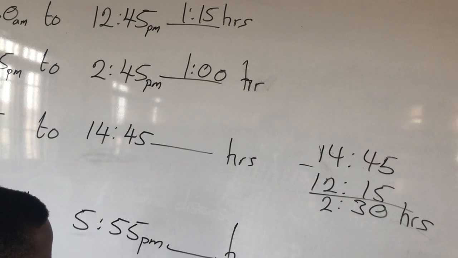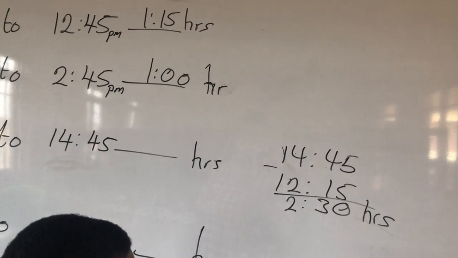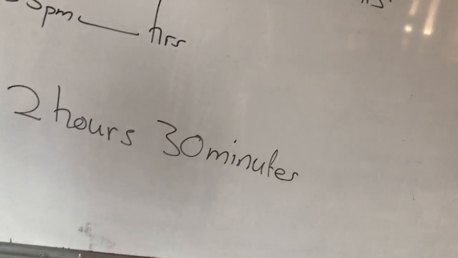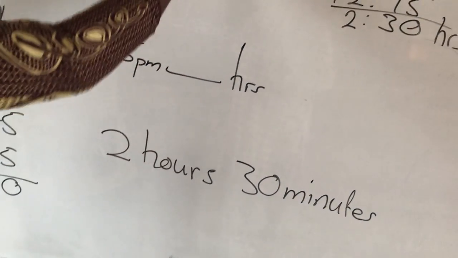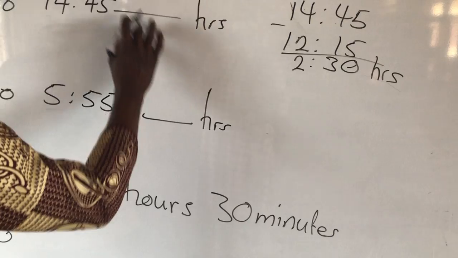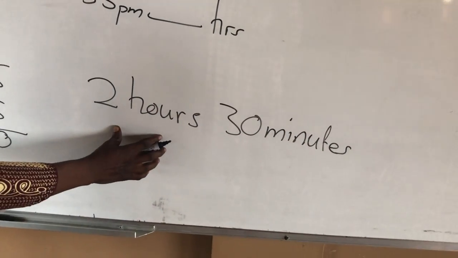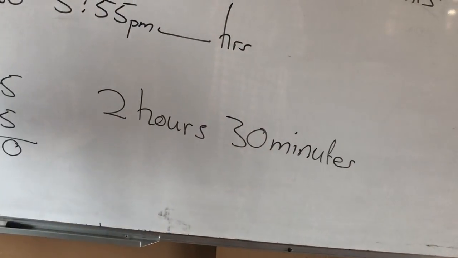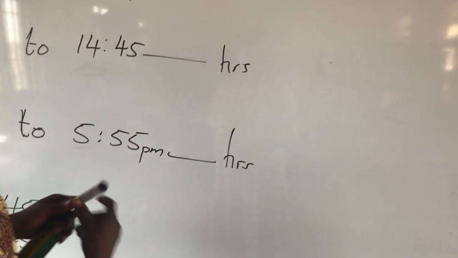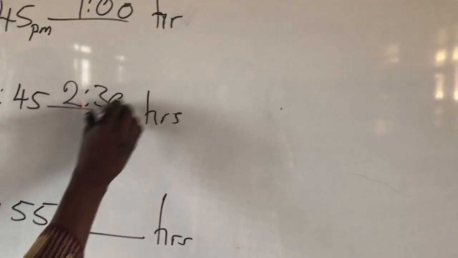2 hours 30 minutes. Okay, we are asked to calculate in hours. That is why we are writing our answers in hours. We are not writing them in this form. 2 hours 30 minutes. All right, let's continue. So this is 2:30.